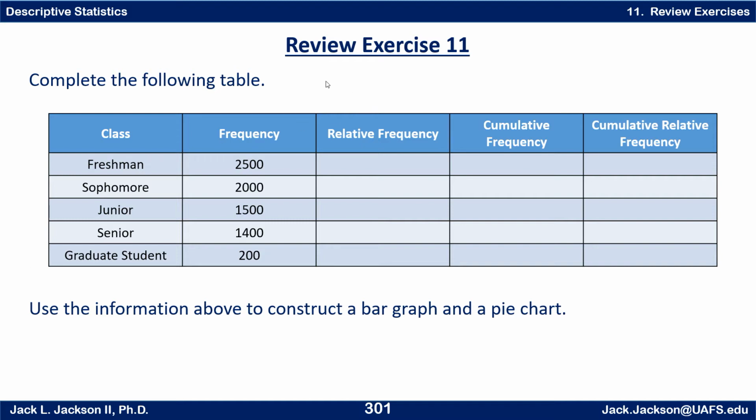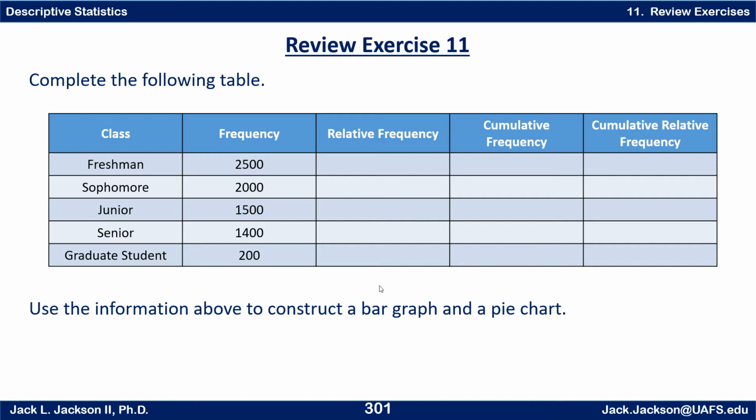So in review exercise 11, we're given a table. It has headings across the top that say class, frequency, relative frequency, and cumulative relative frequency. And the data going down is the class in increasing order: freshman, sophomore, junior, senior, and graduate student. Our frequencies in order are 2,500, 2,000, 1,500, 1,400, and 200 respectively.